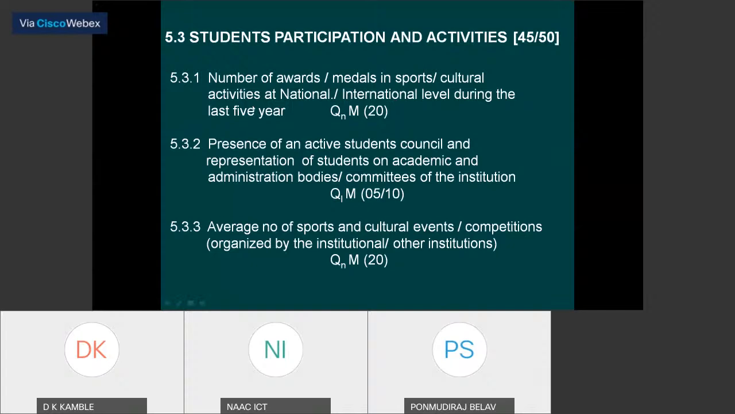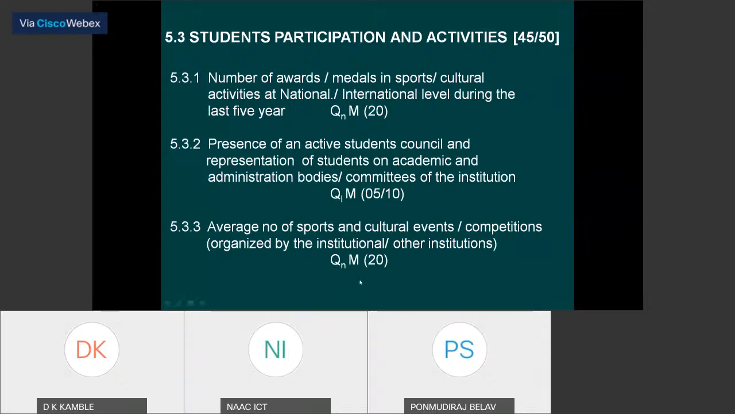Then coming to student participation activities: the number of awards and medals, whether in sports or cultural activities, at national and international level during the last 5 years. See here also that a participation certificate will not be considered an award; only a certificate in the name of an award or medal counts. A participation certificate will not be considered in this metric.